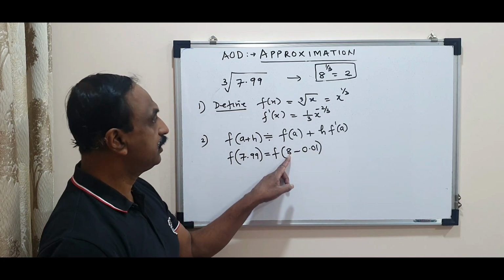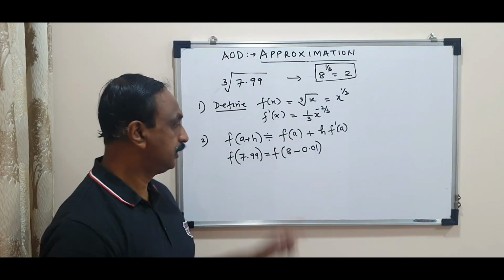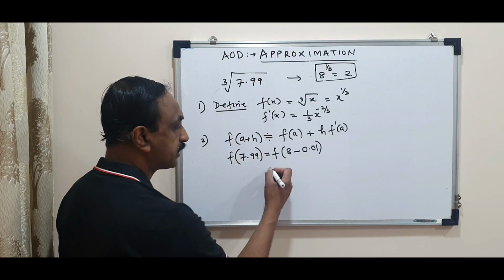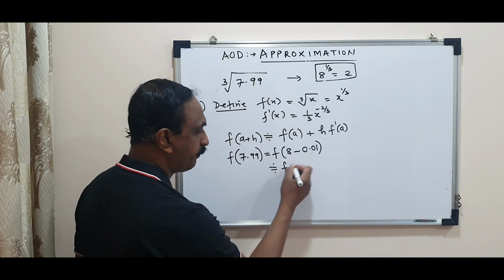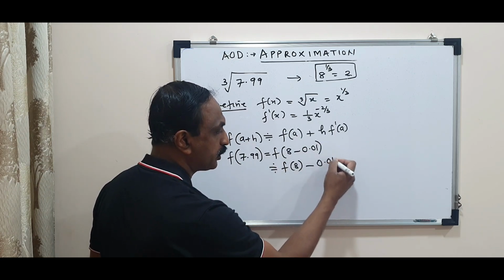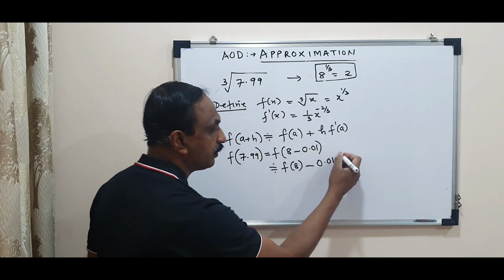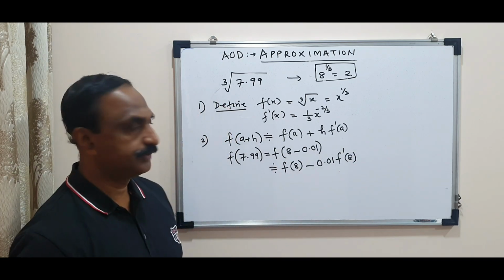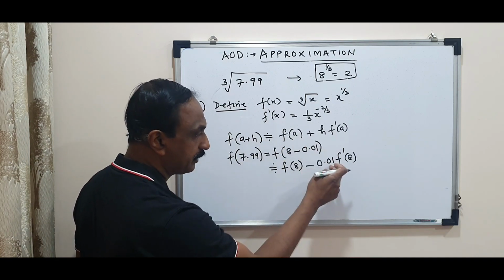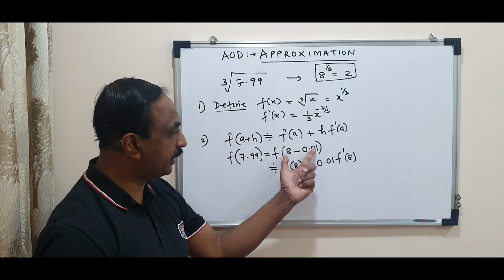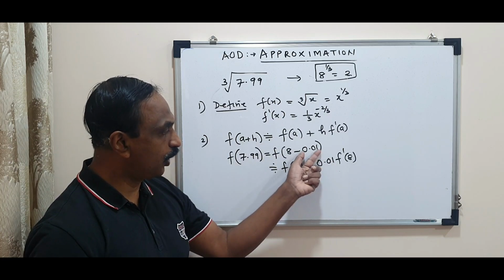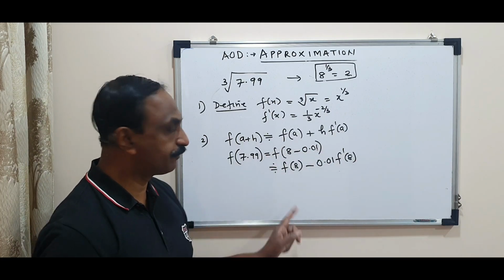Why did I select 8? Because cube root of 8 can be easily calculated. Why did I not write f of 7? Because cube root of 7 I cannot calculate easily. So this is equal to f of 8 minus, what was the number here, 0.01 into this derivative f dash of 8. So very easy to write. f of 8, this number, then derivative's value. You have to look at this only and write. Don't have to mug up this formula.